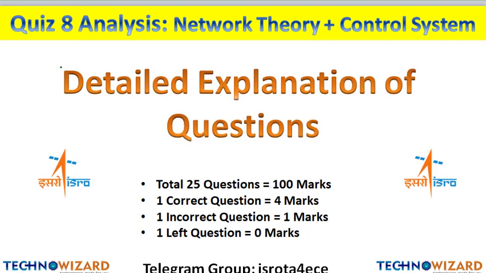This is Rohit Sharma, and in this video we are going to analyze quiz 8, which was based upon network theory as well as control system. A total of 25 questions were present and it carries 100 marks. One correct answer is equal to 4 marks and one wrong answer is equal to 1 mark.